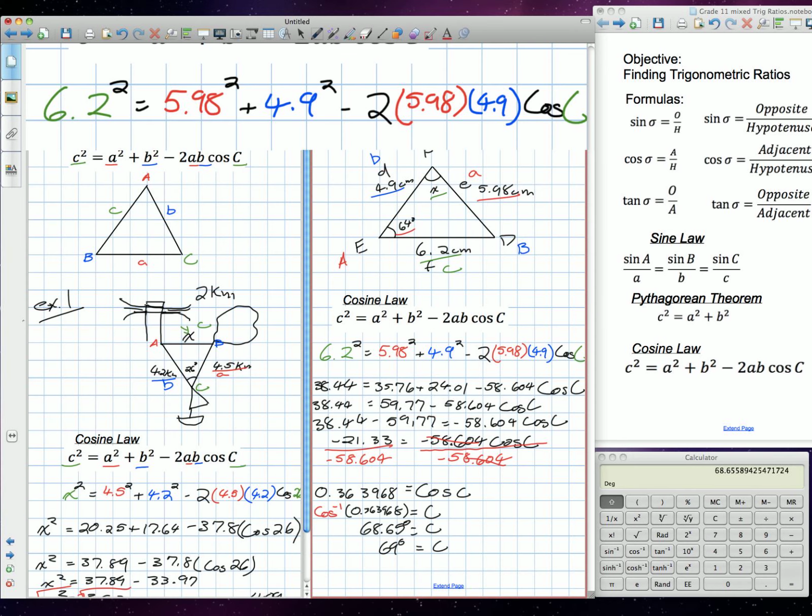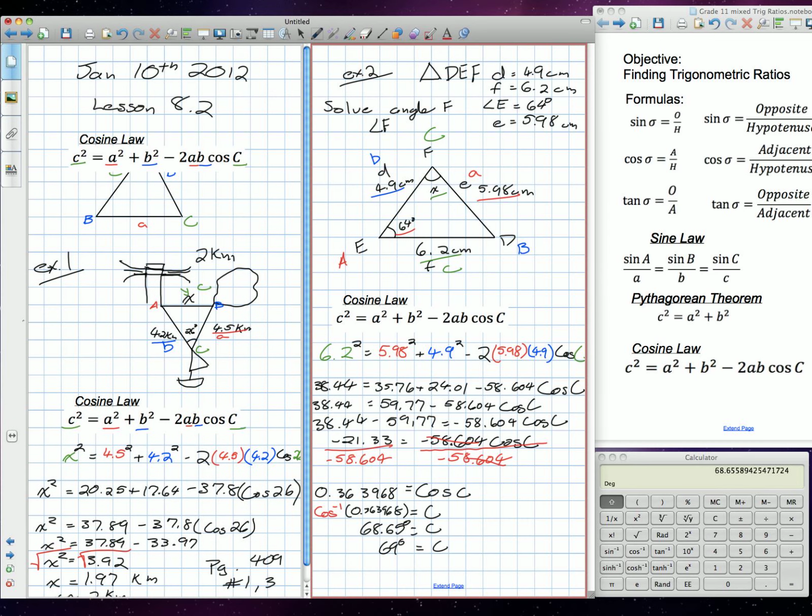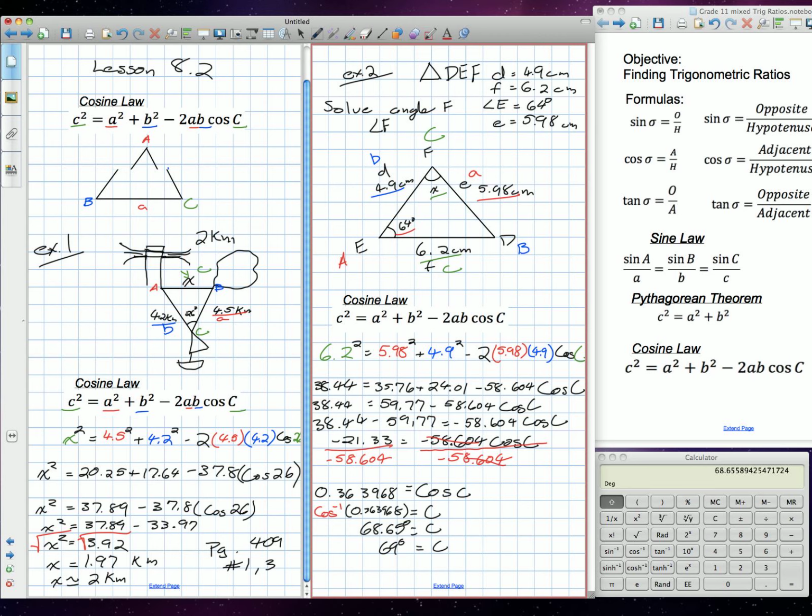So, those are the two options. You're either solving for a side or you're solving for an angle. Either way, you have to manipulate the formula, okay? Remember, your variable is always side C. That's how we're going to set.